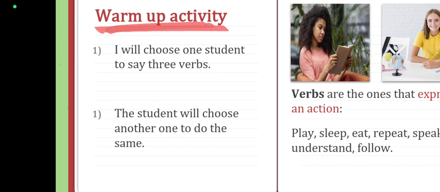Angelica. Angelica, are you there? Hi, teacher. Can you say 3 verbs? Run, drink, and drink. That's great. Now, can you choose another student, please? Andrea. Andrea, are you there? Yes. Read, dance, and eat. Awesome. Now, Andrea, can you choose another student, and that would be the last one?